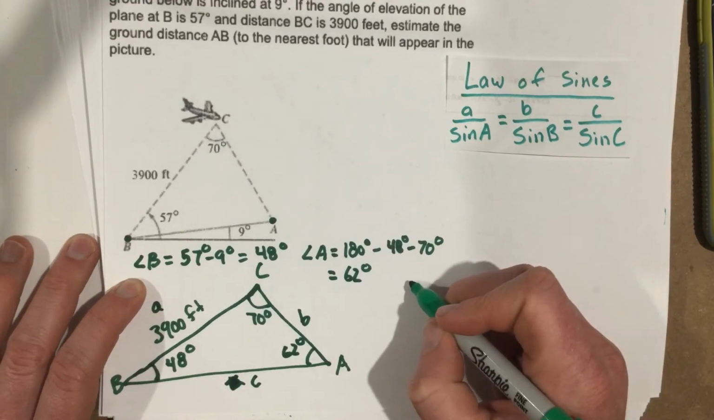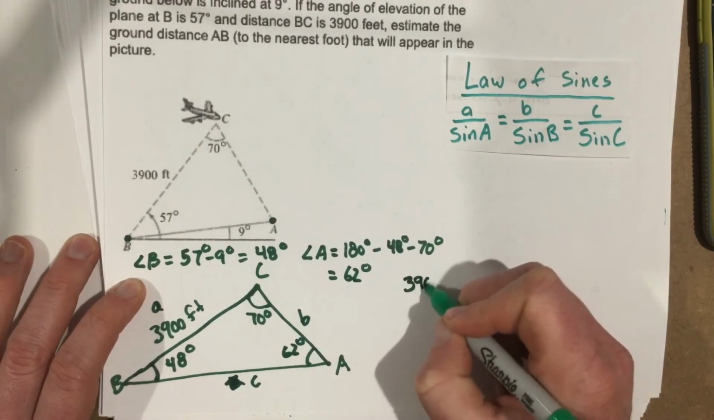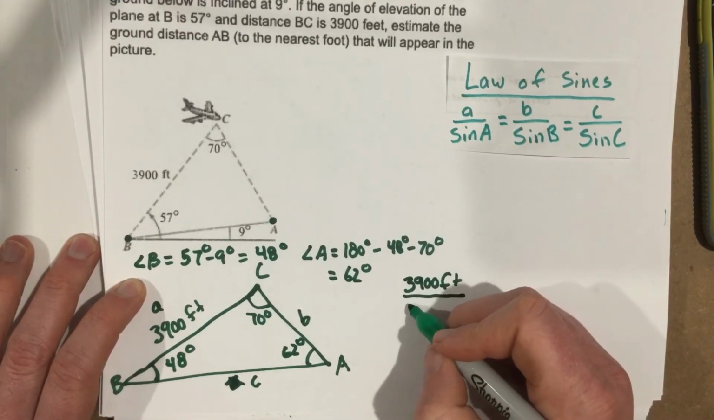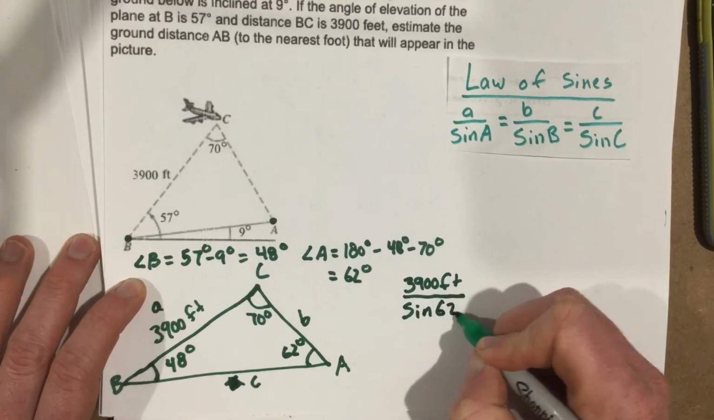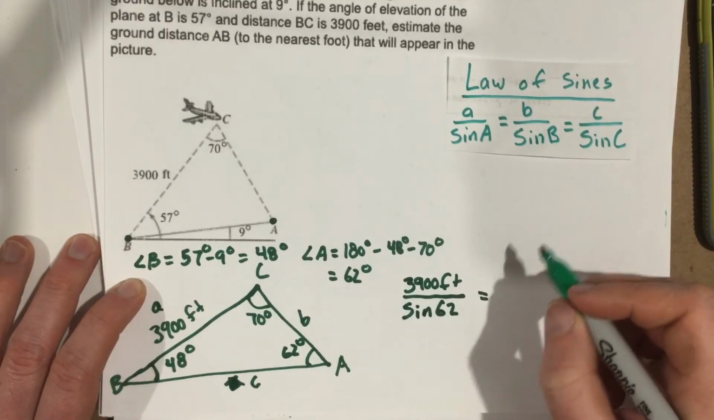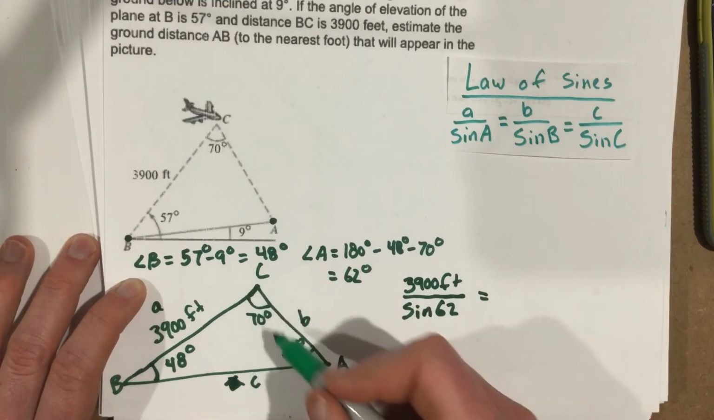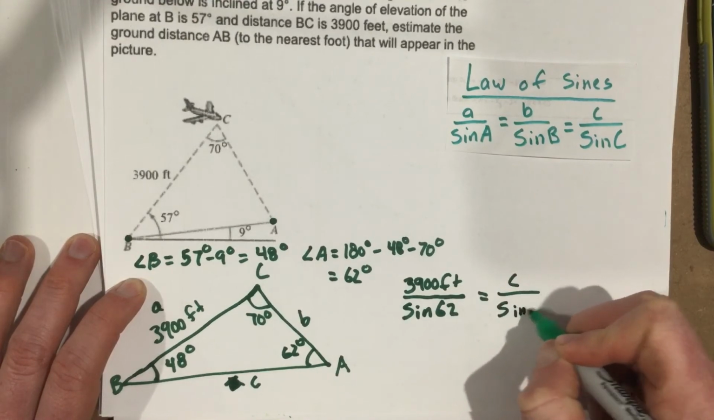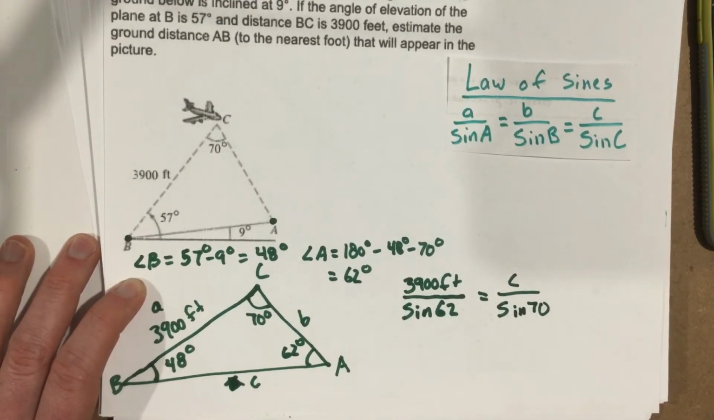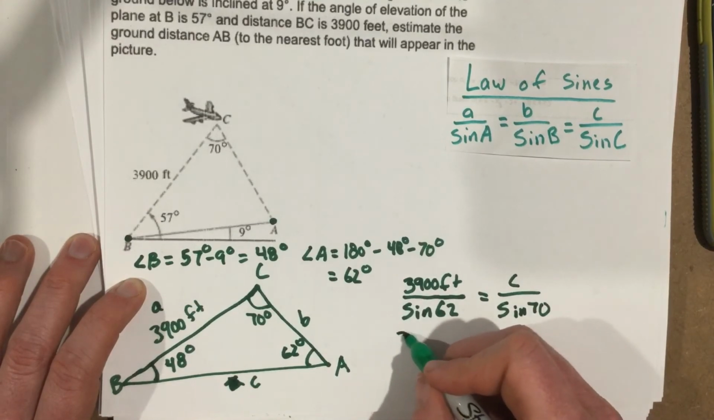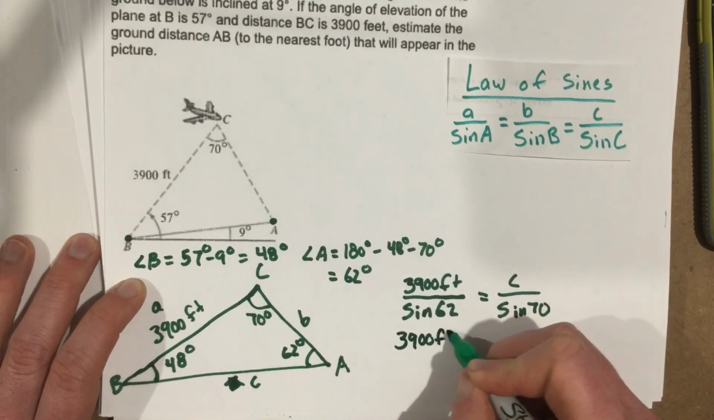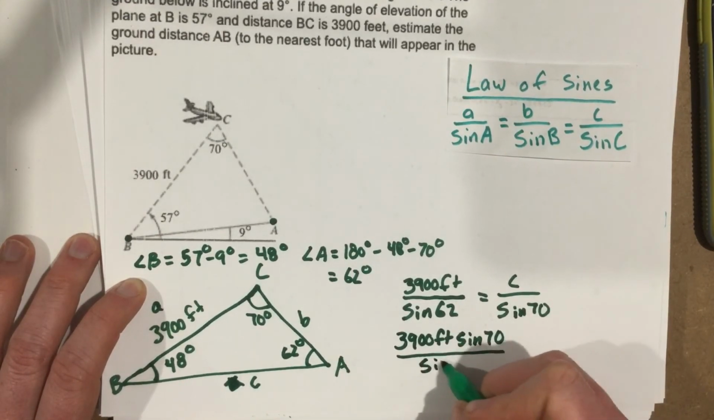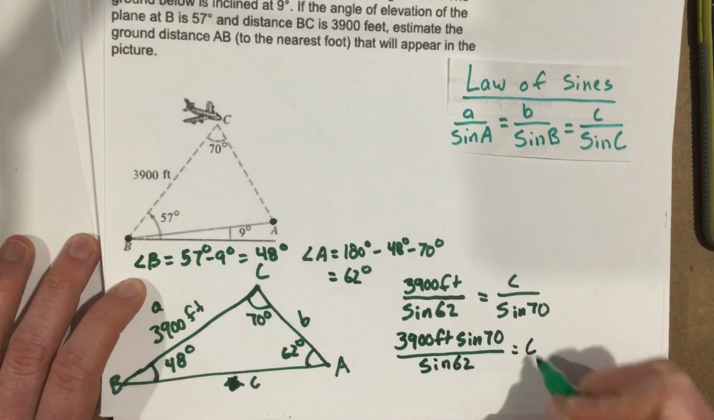So we're going to say 3,900 feet over sine of 62 is going to equal sine C over c. So I'm going to say, well, c over sine of 70. I said that backwards. It's c over sine 70. I multiply by sine 70 and I'll get 3,900 feet sine 70 over sine 62 equals c.